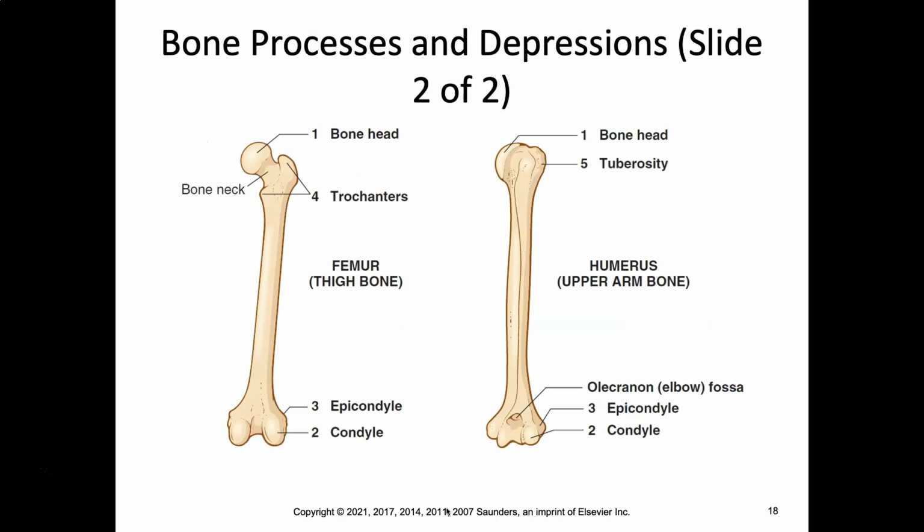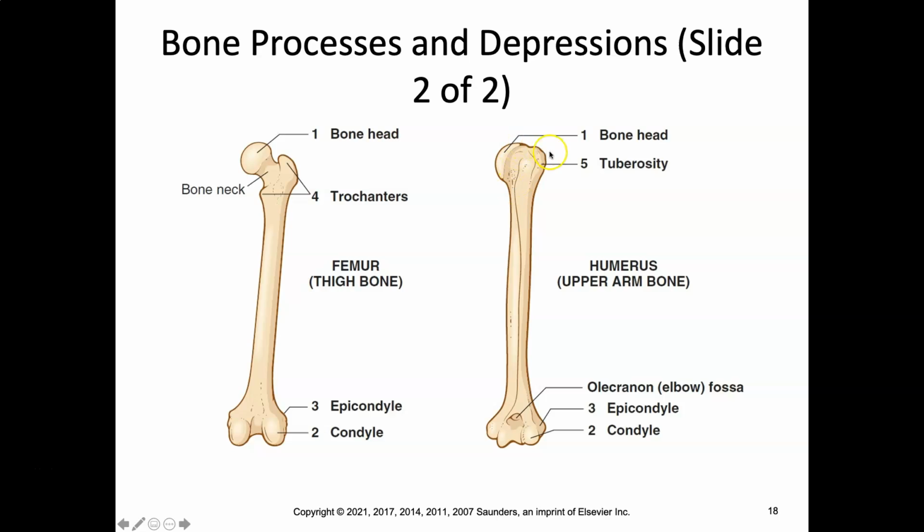So let's take a look at some processes and depressions. You can see right away over here on the bone head on the left, that is an articulation or a process. It sticks out, and same thing here with the trochanters. They stick out for things to attach to them. Yet the bone neck is a depression. It allows those vessels and things to move through there without getting crushed. And you see the same thing at the bottom of this femur.